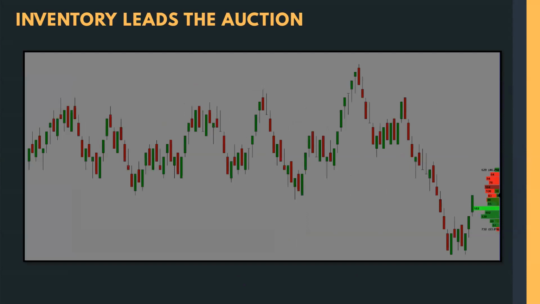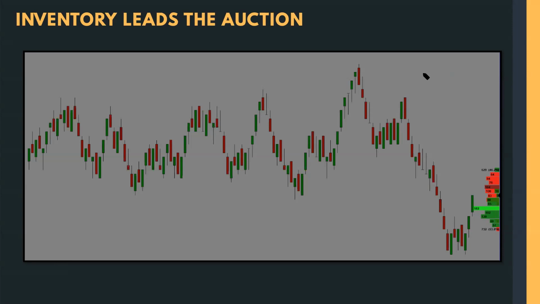So what we're going to do here is talk about the inventory. The inventory is level 2. A lot of people look at level 2 in a window on a platform, just looking at the bid and ask on a scale where you have level 2 data. And a lot of people don't actually have level 2 subscribed on their data. I actually don't have it on my platform right now because I just switched data providers.